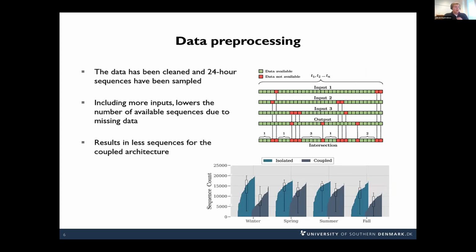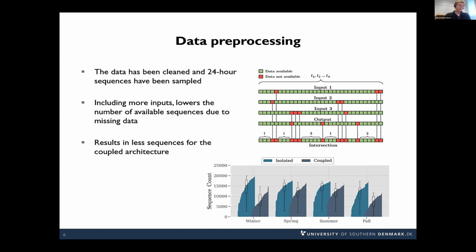Okay, so now we have information about all the adjacent spaces. Now we do some data pre-processing and create two different data sets for each space. One for the isolated model and one for the coupled model. And what I want to show here is that we sample the data set in different sequences.